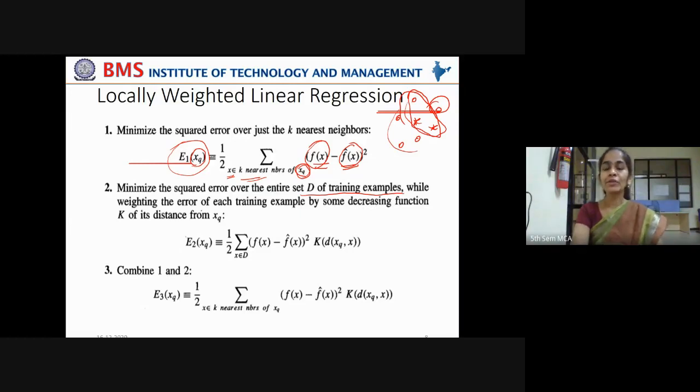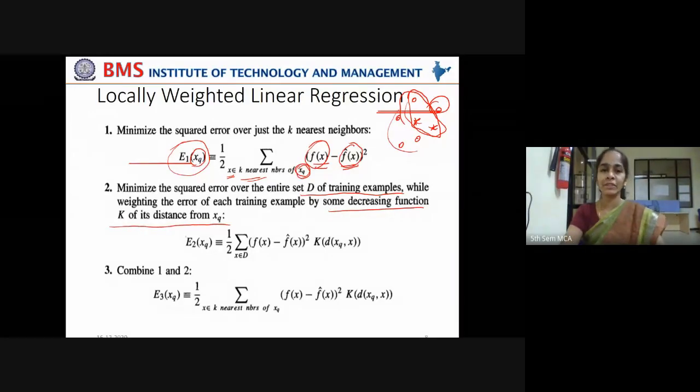Now add weights to the error of each training example by some decreasing function k of its distance from x cube. In that case, how can we write the error estimate? We can write it as 1 by 2 sigma x belongs to D. Here we are not taking only k nearest neighbors. We are taking all the training examples in the data set D, and finding the prediction error square multiplied by, now what are you adding here?